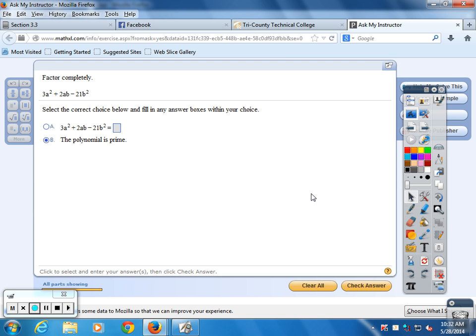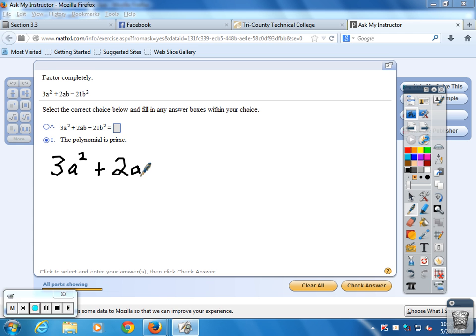No, I can't do that, because then I can't draw them forward. So I'll just rewrite it for the online class. This will be 3a squared plus 2ab minus 21b squared.